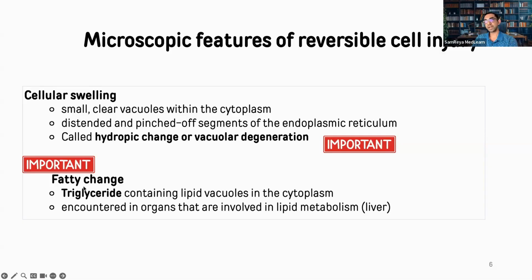With fatty change, these are triglyceride-containing lipid vacuoles in the cytoplasm, and I told you this is encountered in organs that are involved with lipid metabolism, specifically the liver. So if somebody talks to you about fatty change in the liver, it is reversible. If somebody talks to you about, for example, epithelial cells in the kidney with cellular swelling, again, it is a reversible change. Both can be reversed back to their normal state. This is very important.